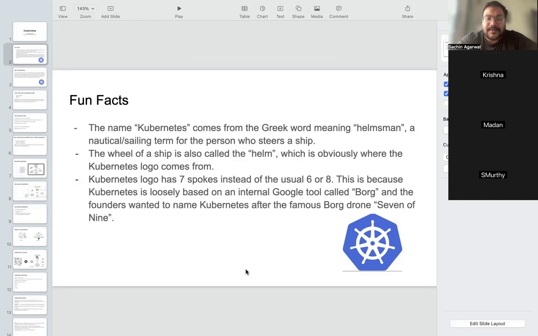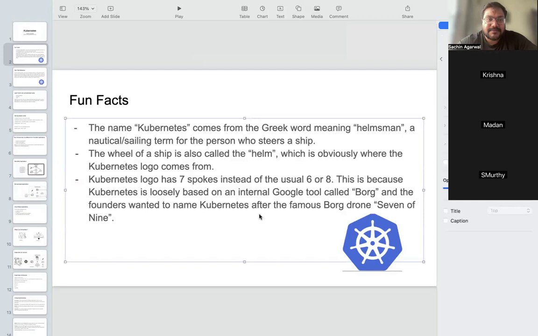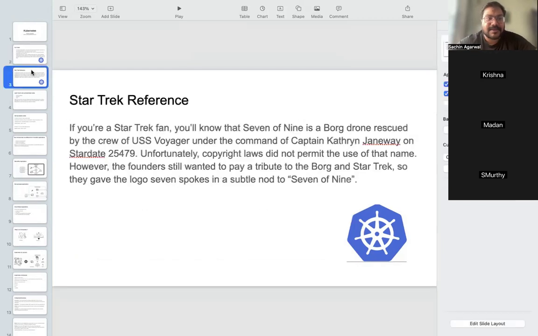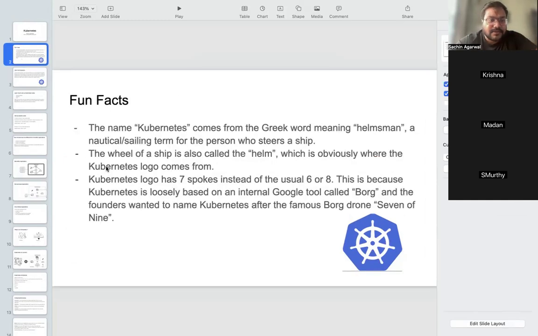So with that, they released this, and they named it after Seven of Nine from the Borg drone. Now there is also one thing with this. This logo, or this Borg world, is related to one of our American movies also. I'll tell you how it is related to that.